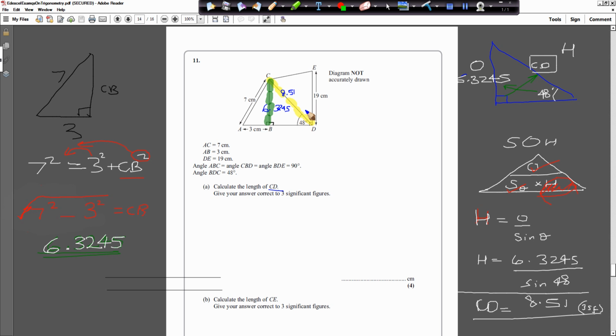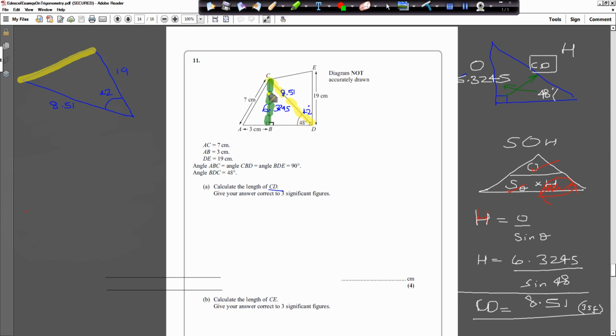So what's the missing angle here? This missing angle is 42 degrees. Okay, hang on one second. Back to this question. I've copied out this triangle here, so this triangle is over here now. So 8.51 is here. The 42 angle is there and the 19 is there. And we've got to work out this missing length here.